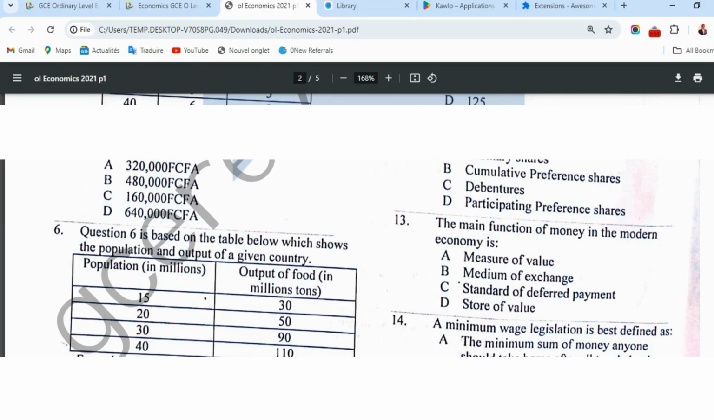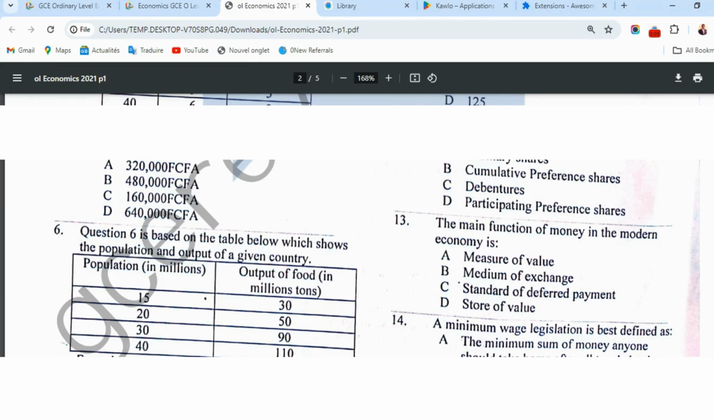Now 13, it says the main function of money in the modern economy is. So what is the main function of money in a modern economy? We have measure of value, we have medium of exchange, we have standard of deferred payment, we have store of value. Few seconds, answer before I give the answer. The correct answer is B, medium of exchange.